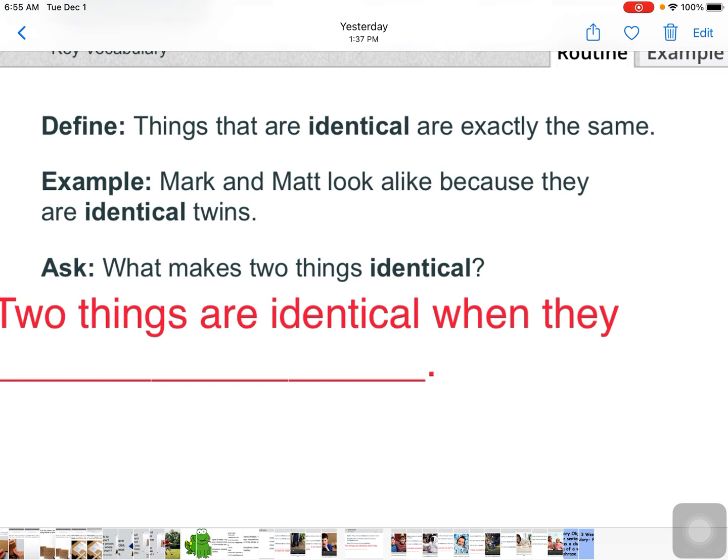What makes two things identical? This is sentence number 3 in your language arts spiral. Two things are identical when they, please finish that sentence. Pause the video if you need to.